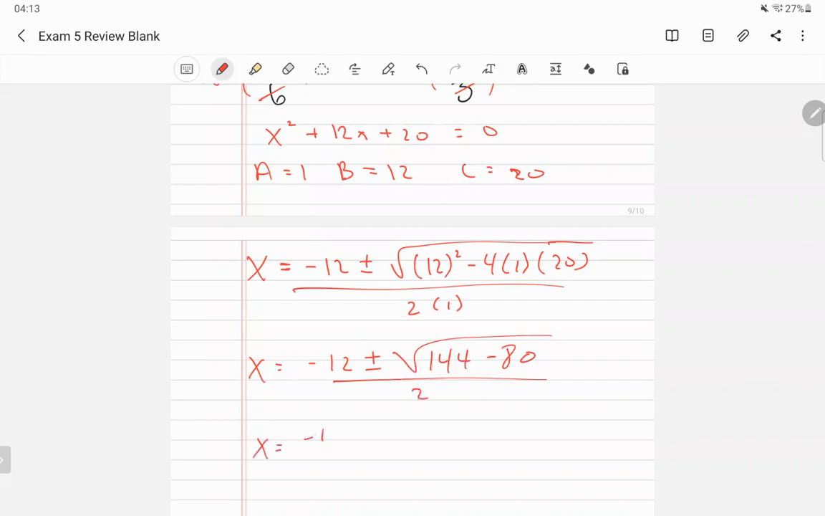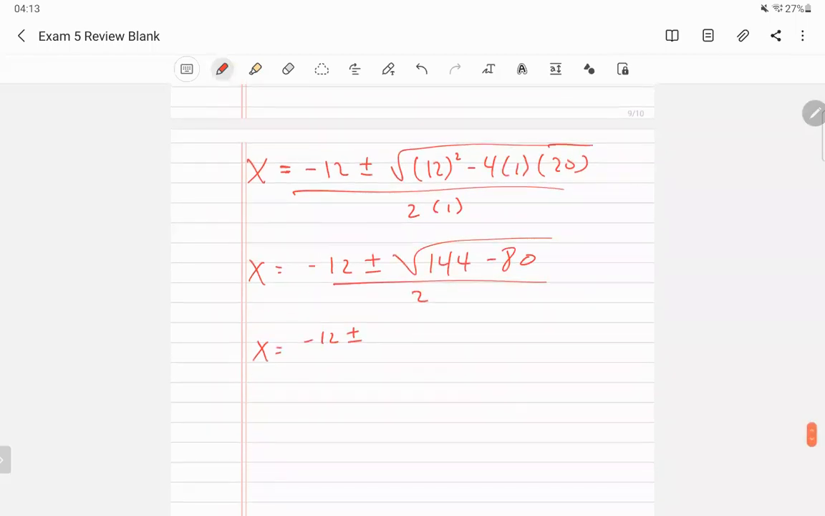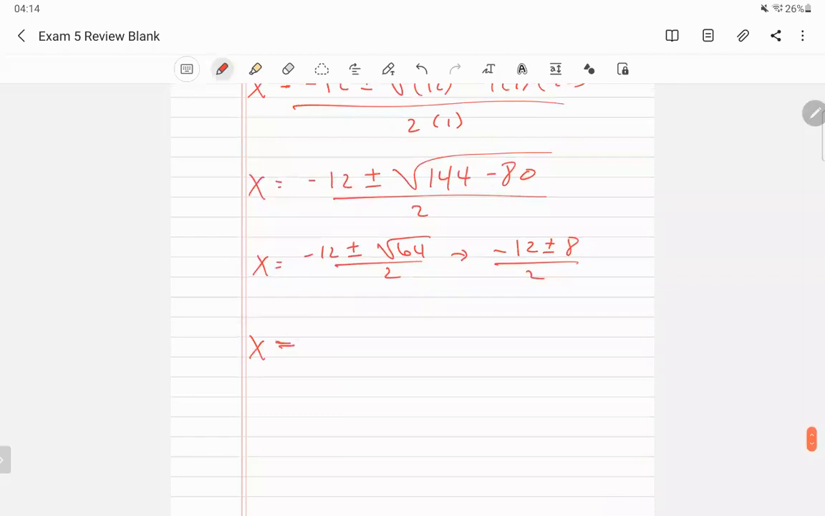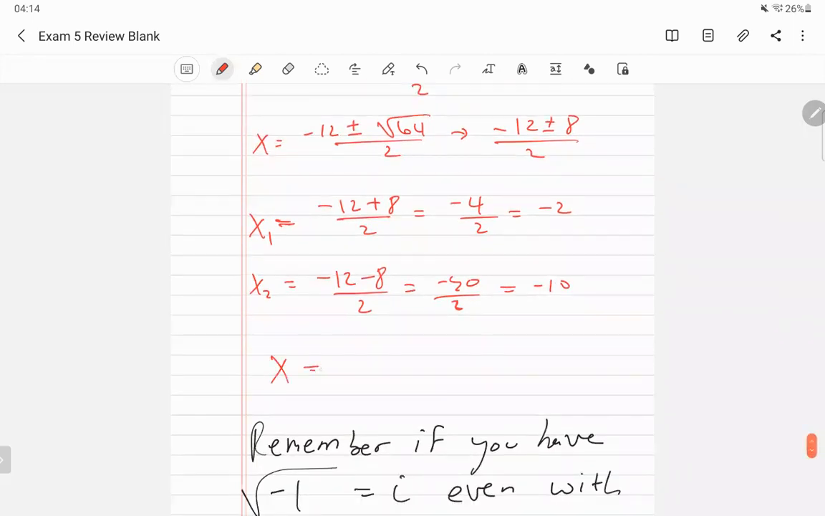So that's x equals -12 plus or minus 64 over 2. So that becomes -12 plus or minus 8 over 2. Here the x splits, so it becomes -12 plus 8 over 2, which is -4 over 2, which is -2. The other option is -12 minus 8 over 2, which is -20 over 2, which is -10. So you're looking at x equal to -10, comma, -2.